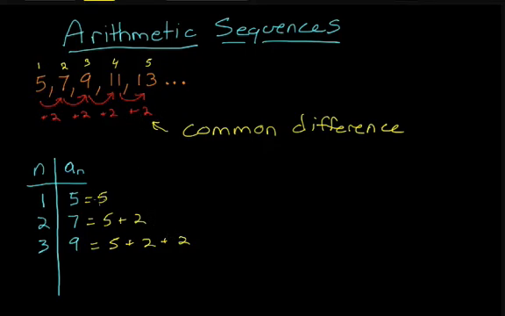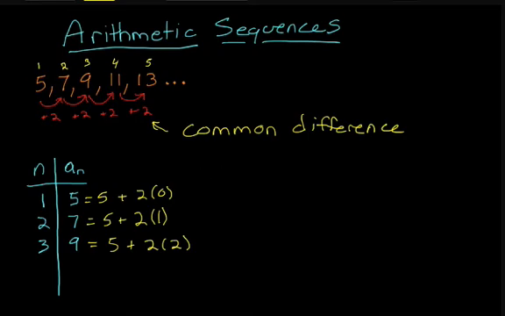And if you notice, to get the second term, we added the common difference 1 time. To get the third term, we added the common difference 2 times. So I'm actually going to write this a slightly different way. Since we're adding the common difference 1 time, I'm going to say that this is 5 plus 2 times 1. And if we're adding the common difference 2 times, I'm going to write this as 5 plus 2 times 2. And just to remain consistent, I'm going to write this as 5 plus 2 times 0, since we're not adding the common difference at all.